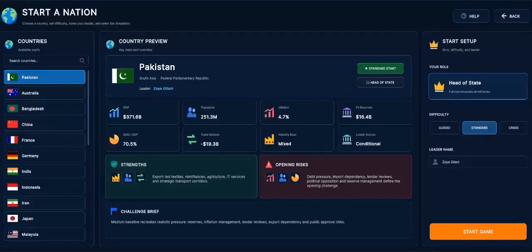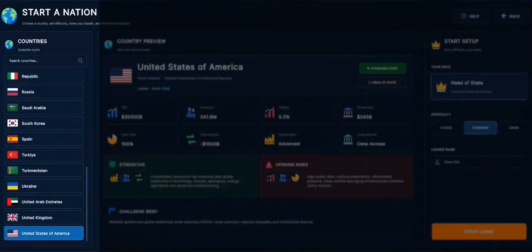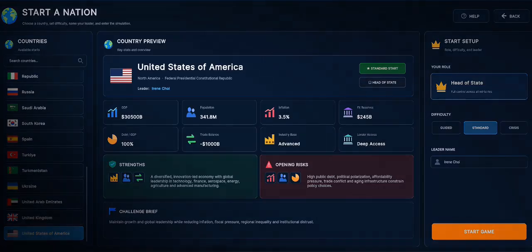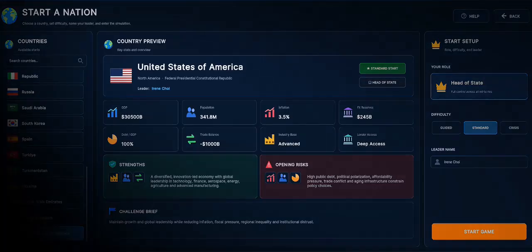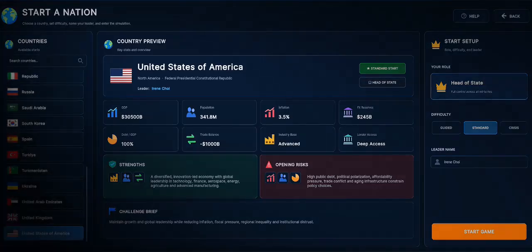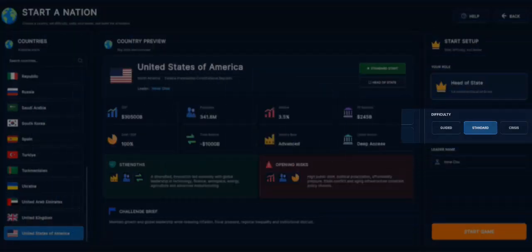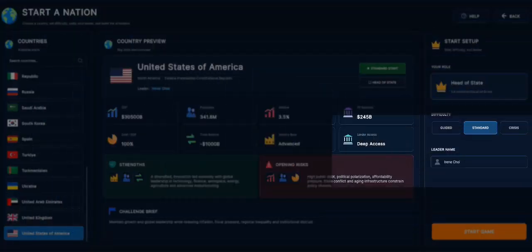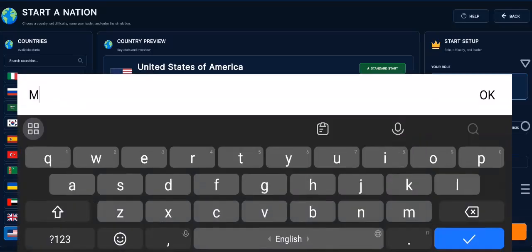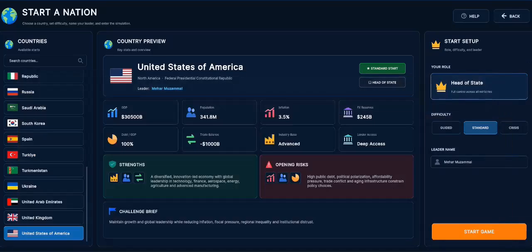Every nation begins with a choice. Choose your country. Study its economy, population, industries, strengths, and opening risks. Set the difficulty, name your leader, and prepare to take control.